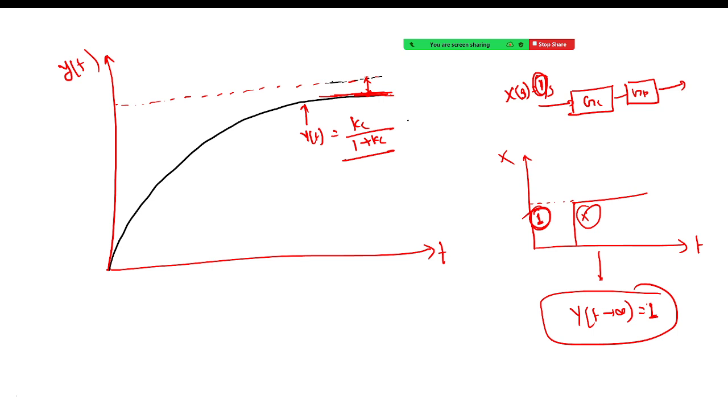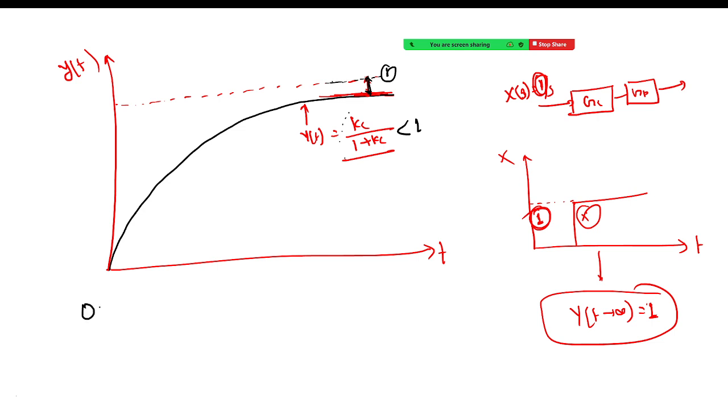And that will always be less than 1. Can you see it? This will always be less than 1 because you are dividing Kc by 1+Kc, which is definitely more than Kc. So if you divide Kc by something more than Kc, this will be less than 1. So if this one is 1 and this one is less than 1, there is definitely some gap between this ultimate value of the response and the input change you have given initially, right?